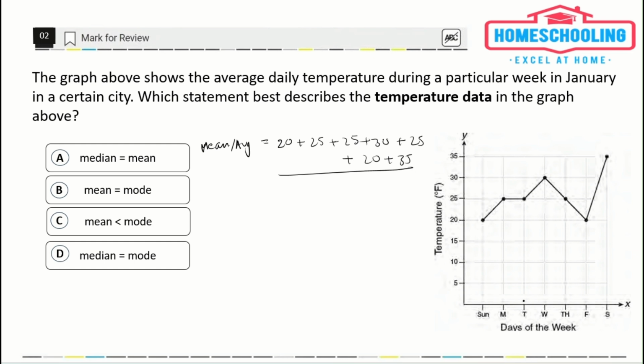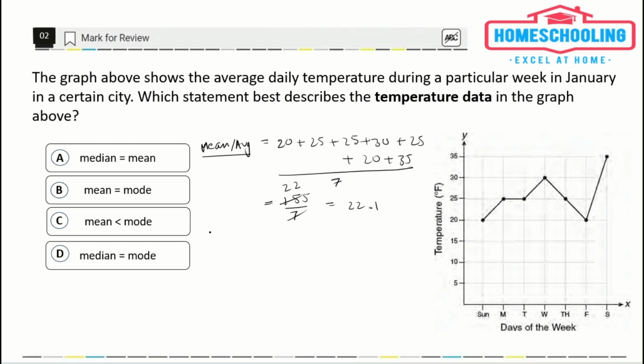So we have 7 days. We have recorded the temperature of 7 days. So divided by 7. 1, 2, 3, 4, 5, 6, 7. This is divided by 7. That is 155 divided by 7. So 7 into 22 is 154, and we're left with 1, so 22.1. So your mean average is 22.1.